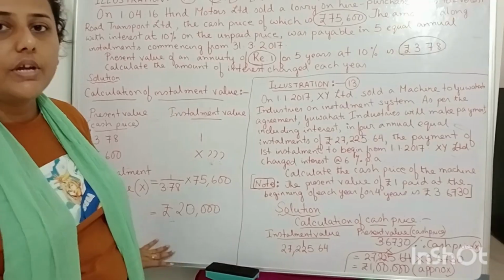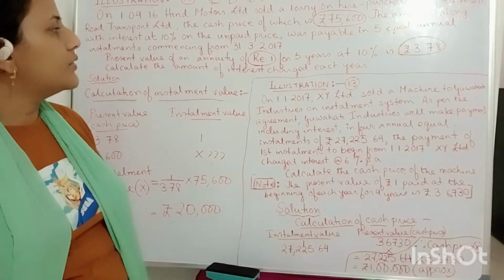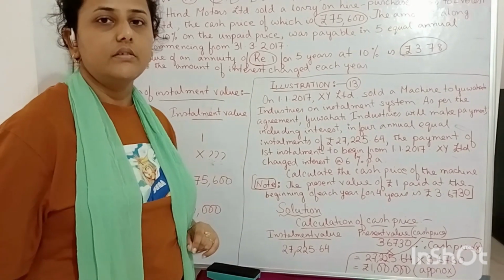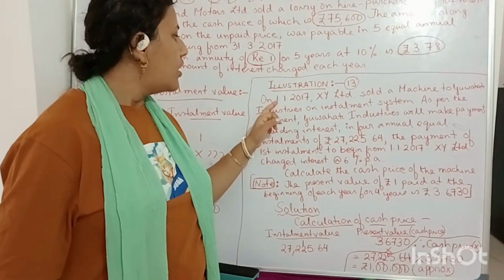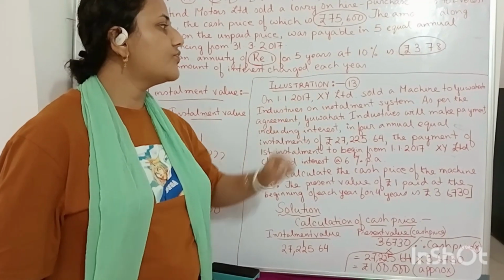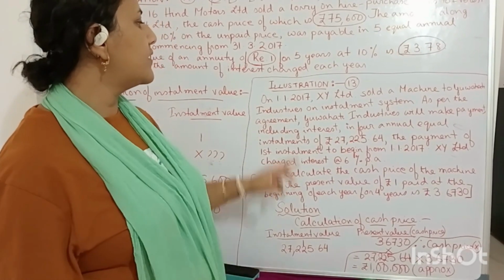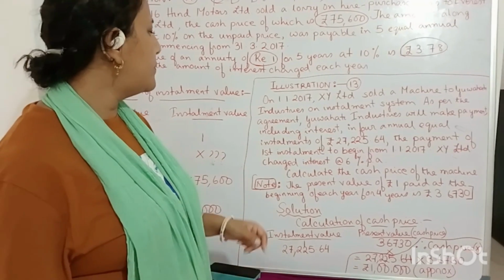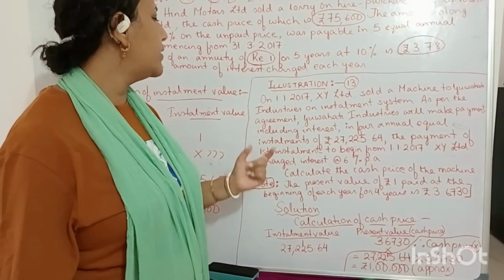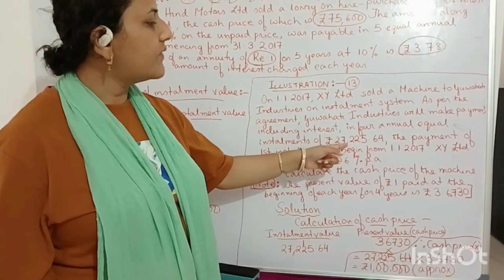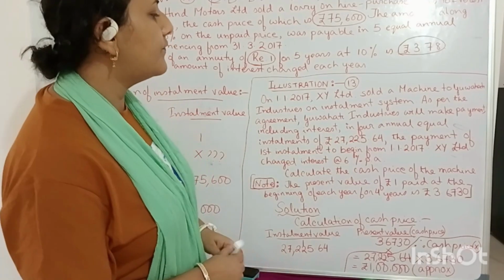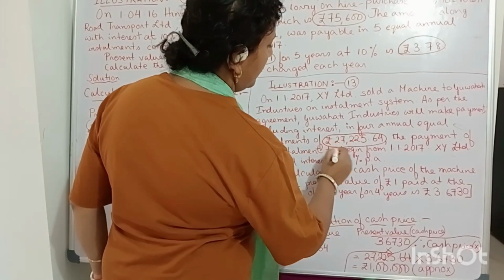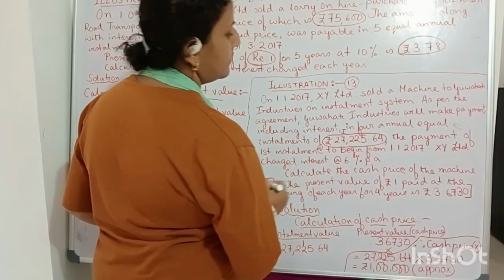It's very important: sums based on annuity. Now you come to illustration number 13. What is said in this question? On 1/1/2017, XY Limited sold a machine to Guwahati Industries on installment system. As per the agreement, Guwahati Industries will make payment including interest in 4 annual equal installments of rupees 27,225.64. So here the value of installments is given.